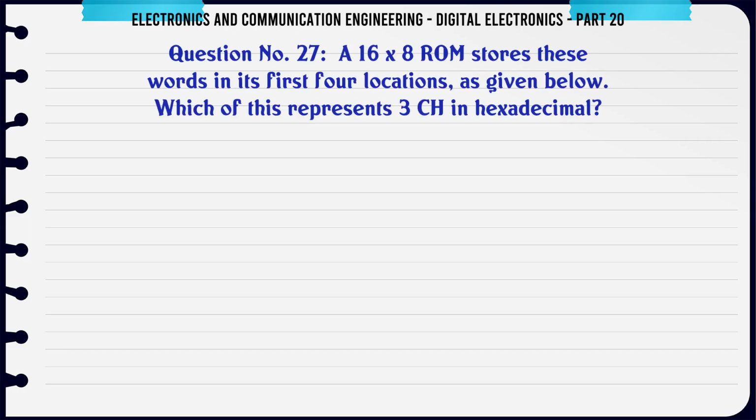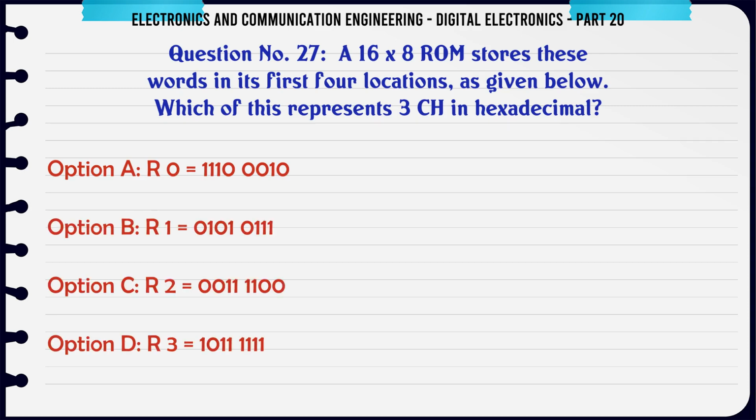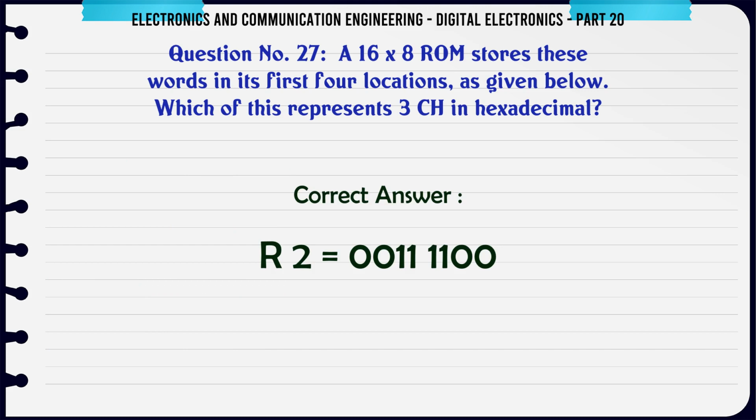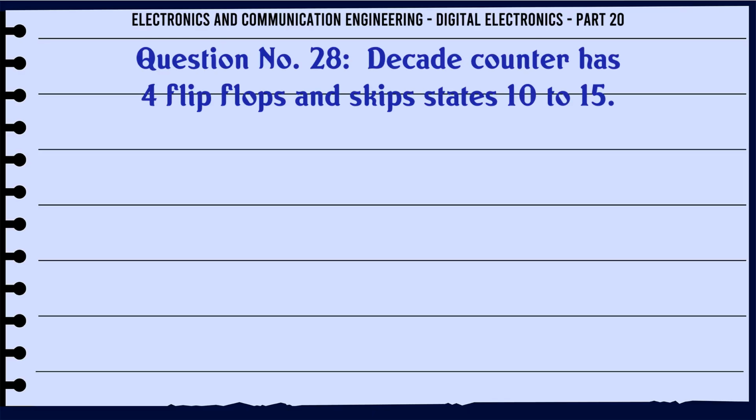A 16x8 ROM stores these words in its first 4 locations as given below. Which of this represents 3CH in hexadecimal? A R0 1110, 0010, B R1 0101, 0111, C R2 0011, 1100, D R3 1011, 1111. The correct answer is R2 0011, 1100.